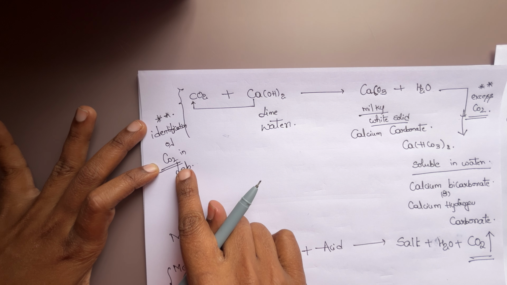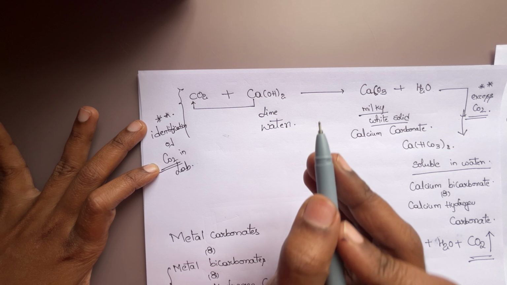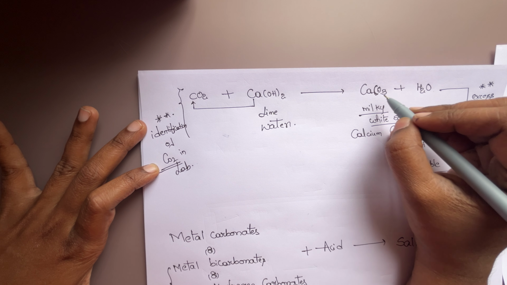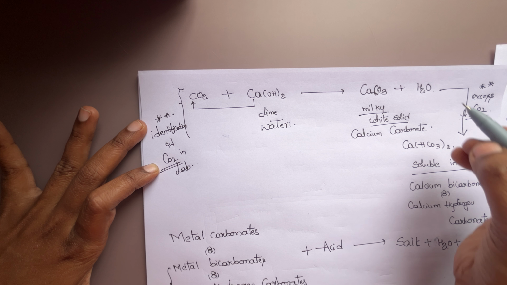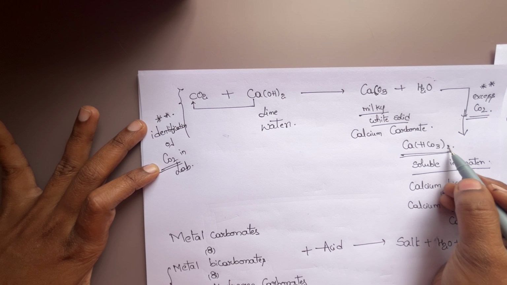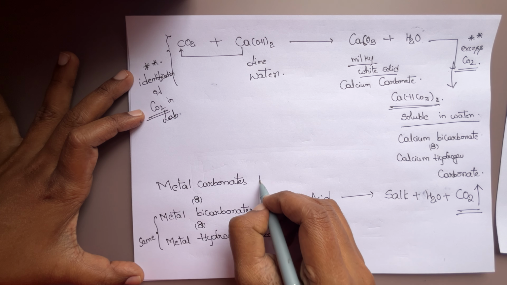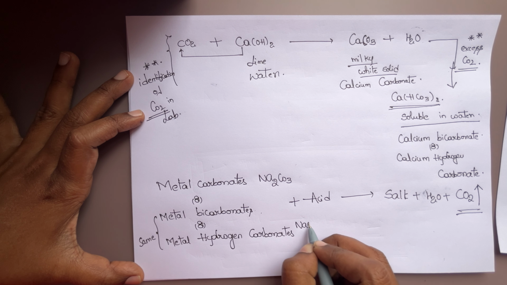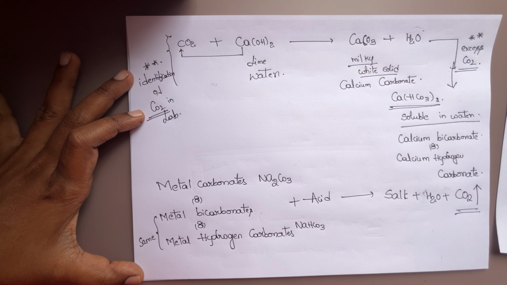This test is used for the identification of carbon dioxide in competitive exams, which is very important. What is the test to identify carbon dioxide? Carbon dioxide gas is sent into lime water. How do we identify it? It forms a milky white solid. If you send excess carbon dioxide to this milky white solid, it becomes soluble because water is already there. That soluble form is calcium bicarbonate. So finally, what is the summary? Metal carbonate like sodium carbonate or sodium bicarbonate reacts with acid to produce salt, water and carbon dioxide.